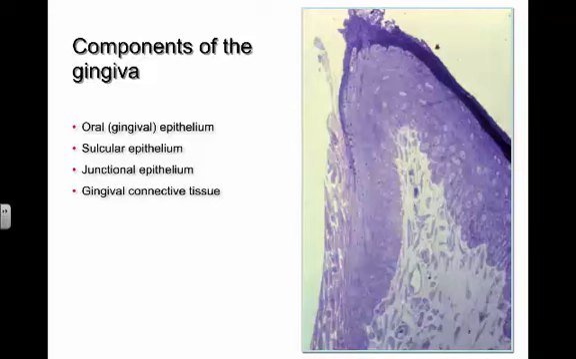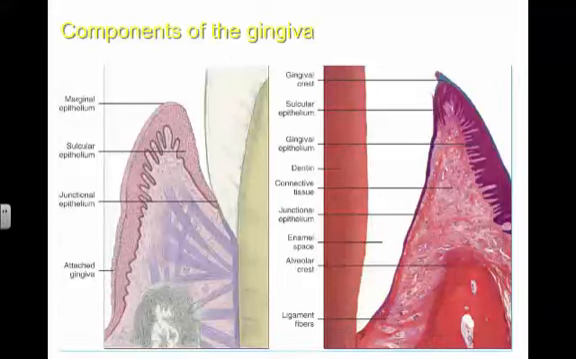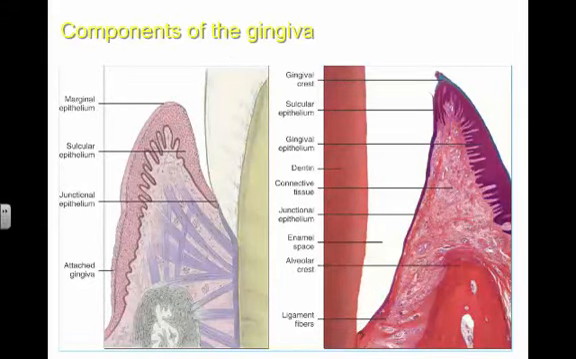So the components of the gingiva for me are the oral epithelium, the sulcular epithelium, junctional epithelium, and the gingival connective tissue that we want to take a look at here. So we're going to try to break down the different zones, and you can see that we're transitioning from one type of epithelium to another here. So what we have here is the marginal epithelium. We're going to take a look at this. I'm very interested here. We'll spend some more time on the junctional epithelium. Here, of course, is your attached epithelium, and here is your sulcular epithelium.